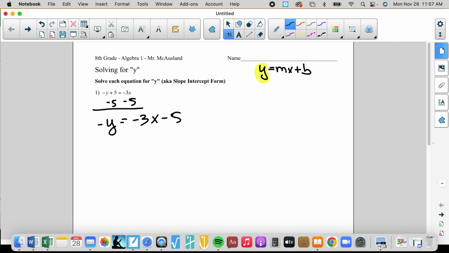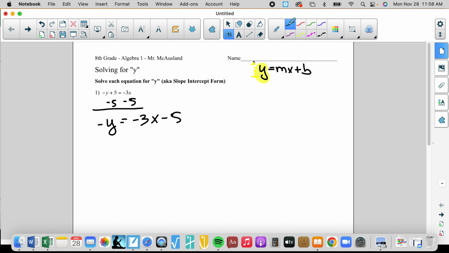And now, most of the time, students look at this and they think, oh, we've got y by itself. But in this equation, we have a positive 1 as the coefficient. When we isolate for y, the coefficient of y is 1. But in the problem, negative y equals negative 3x minus 5. The coefficient is negative 1. So we still haven't isolated for the variable.